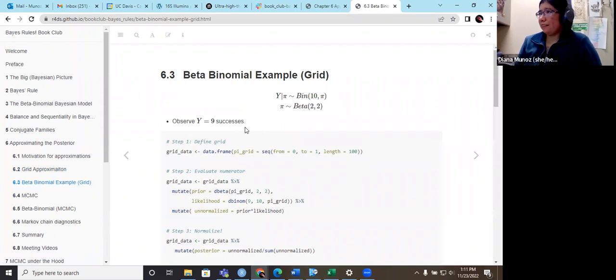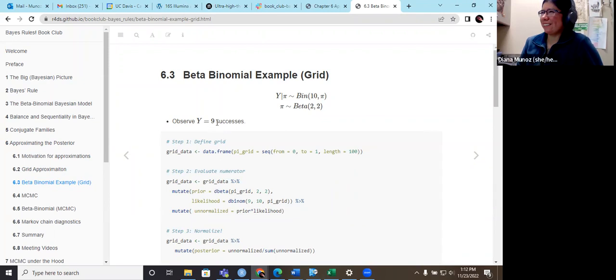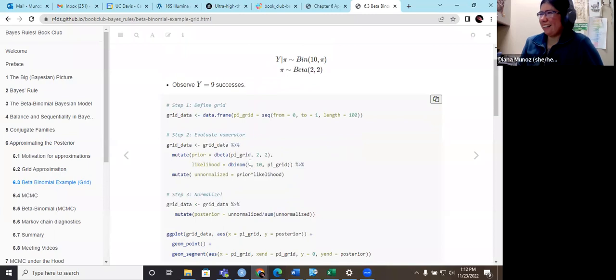So they went through an example using the beta-binomial distributions. Here we are assigning a binomial distribution to our likelihood and a beta distribution to our prior pi. I forget what example they use for this, but if you have 9 successes, then you can plug that into your likelihood.